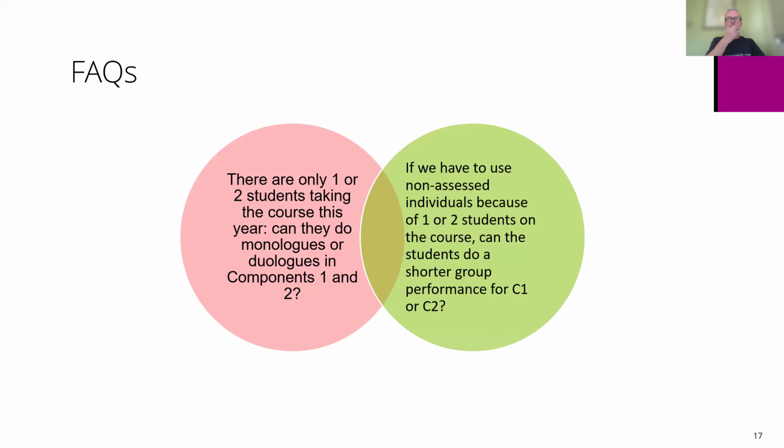It's absolutely fine. These questions, this might be a situation that you find yourself in, which is about the number of students taking the course and whether or not they can do monologues or duologues in components 1 and 2. There is the requirement at the moment for a group of 3 performers in component 1 and in section B of component 2. They can, of course, do a monologue in section A of component 2. If you have 1 or 2 students registered on the course, we will allow the use of non-assessed individuals. So these can be students, teachers, people from outside the centre who would rehearse and perform the work that students create in devising, or the scripts that they choose in component 2.